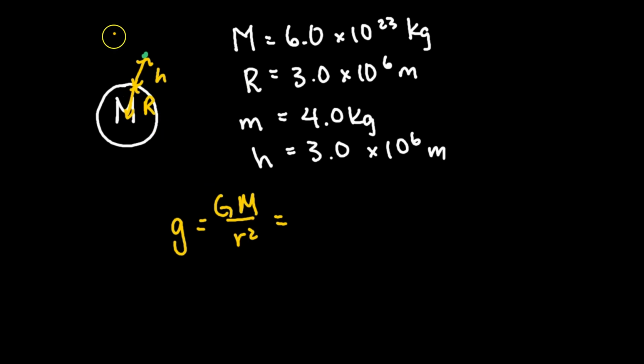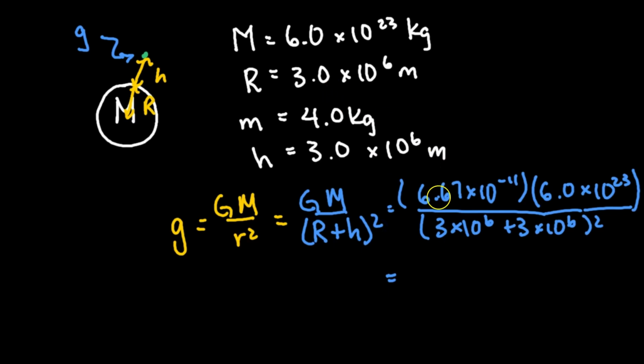But if we want to know the gravitational field at this location, we need to make sure that the R is the distance from that location to the center of the planet. In this case, it would be big G times big M divided by, and this R would be the R of the planet plus the h, or the altitude of the object, and we want to make sure we square that.